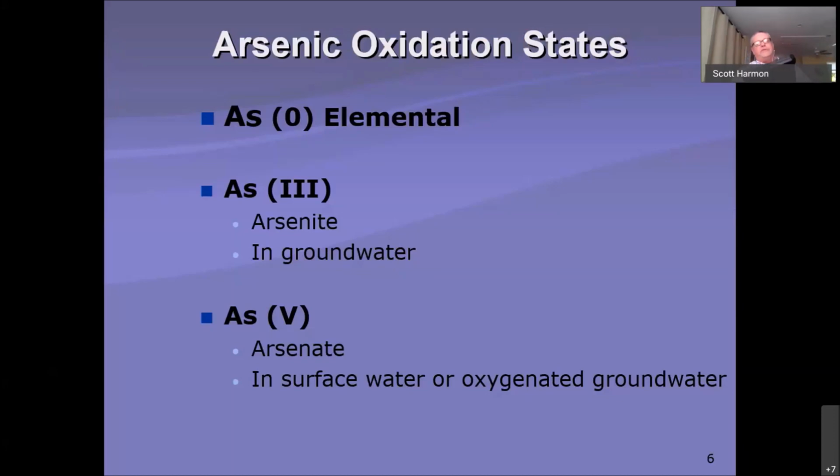All right, here are some different states of arsenic. As you'll see, the different forms of arsenic. Arsenic 0 essentially is the elemental form of arsenic. Arsenic 3 is arsenite, and it's generally found in groundwater, and for the most part in Maryland, that's what we're dealing with, the groundwater, the AS3 version. AS5 is arsenate. It can be in oxygenated groundwater, but its majority is found in the surface water environment.